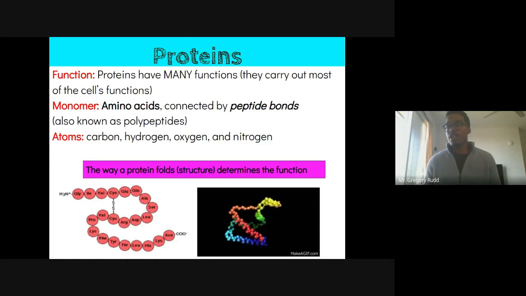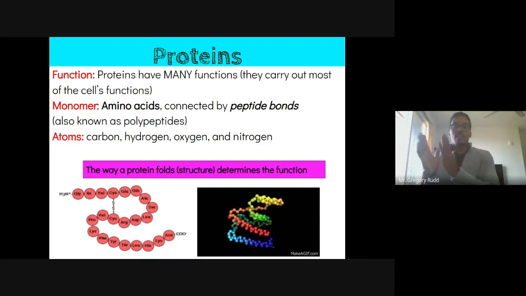They are the soldiers of the cell. They do anything that the cell needs them to do. Again, their monomer is called an amino acid. We've got 20 different amino acids. And when we connect these amino acids, they're connected by peptide bonds.